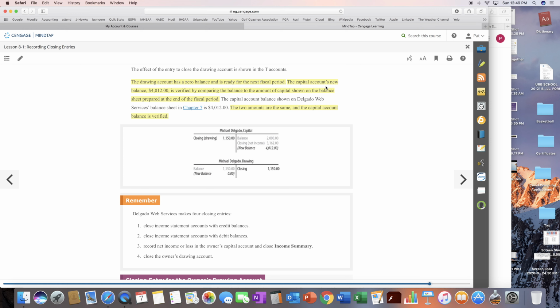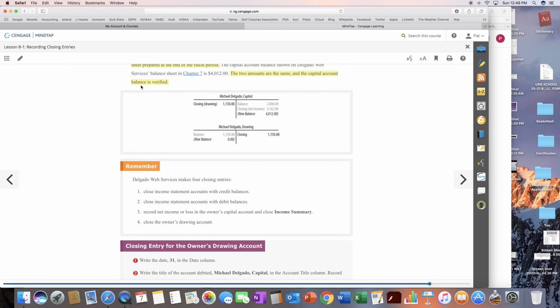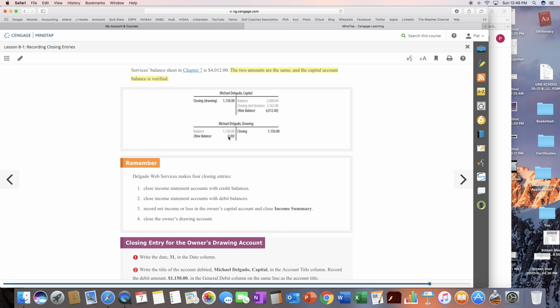And when you do this, the capital's new balance of 4,012 is the amount that we would actually see on the balance sheet. So the two amounts are the same. That means the capital account's been verified. So you can see here we had a $2,000 balance. We closed net income. Then we closed drawing. Our new balance is 4,012. And by crediting drawing for the amount of that, 1,150, we have closed drawing. This 4,012 should be the same number that you used on the balance sheet. And so now you've closed all four accounts.